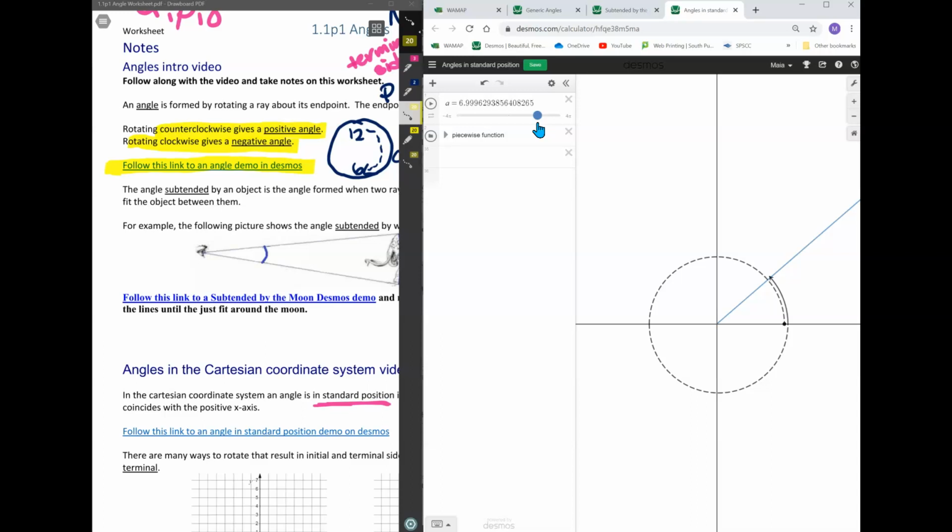So those are not the same angle. This one is a much bigger rotation, but it is the exact same terminal side. And you can also get there by going in the opposite direction. So that's a negative angle. Again, not the same angle as either of the last two I showed you, but it does end up with the same terminal side. And there's a word for this.